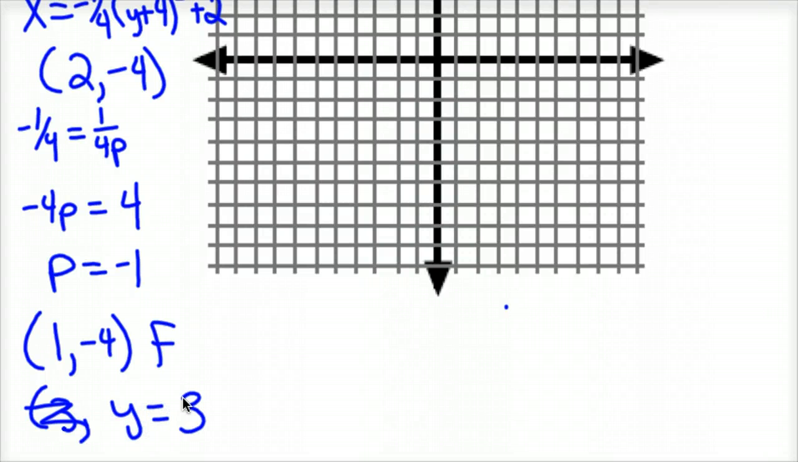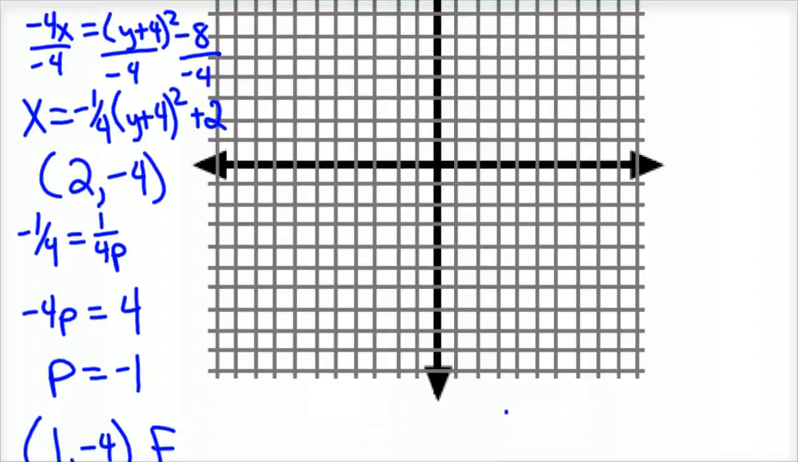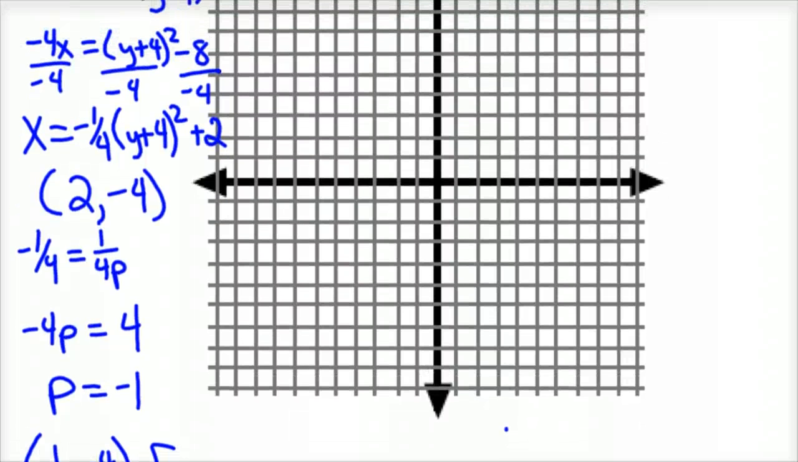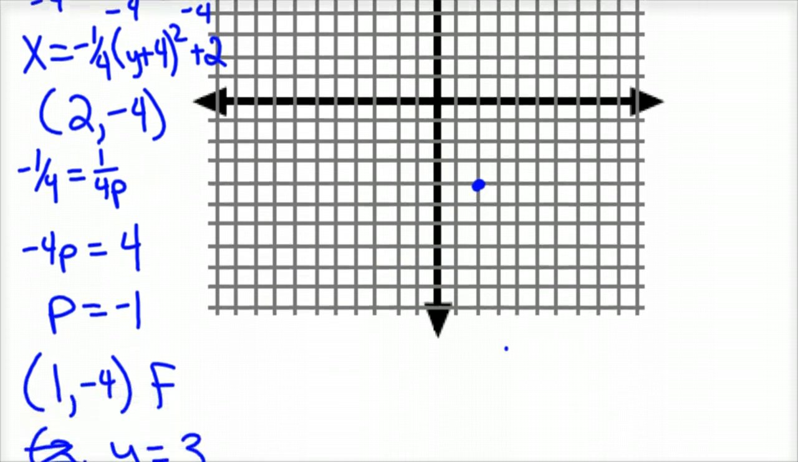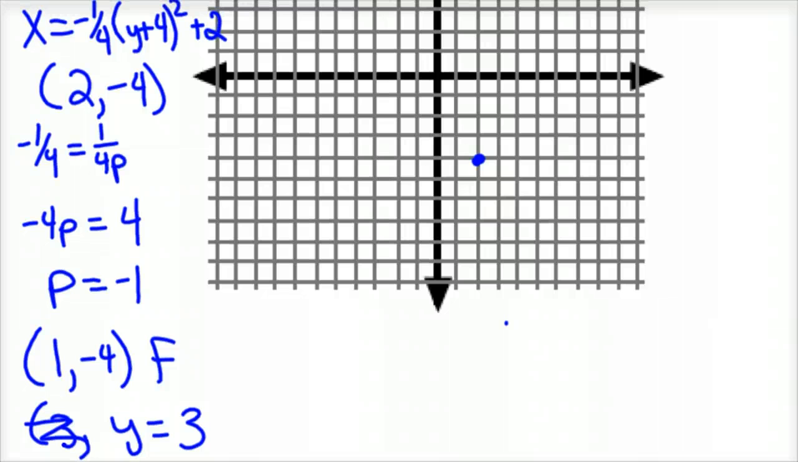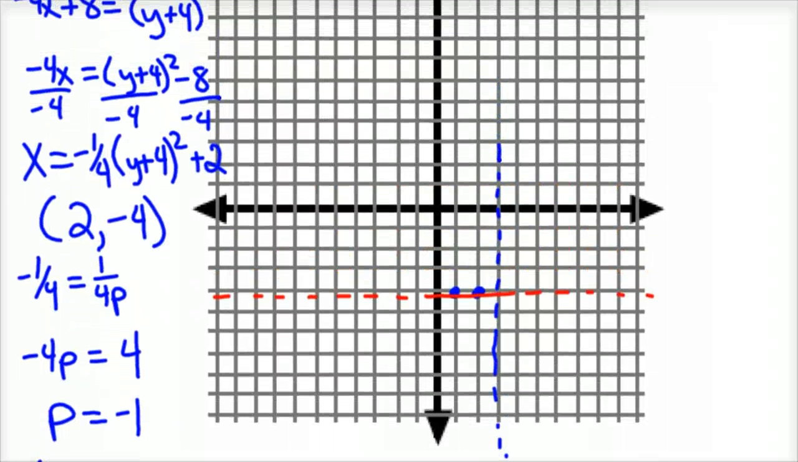So let's graph this really quickly. We have a vertex of 2, negative 4. We have a focus of 1, negative 4, so there's my focus. And we have a directrix of x equals 3. There's my directrix. Now my axis of symmetry lies in this direction. So anything I graph above that line will mirror below it.